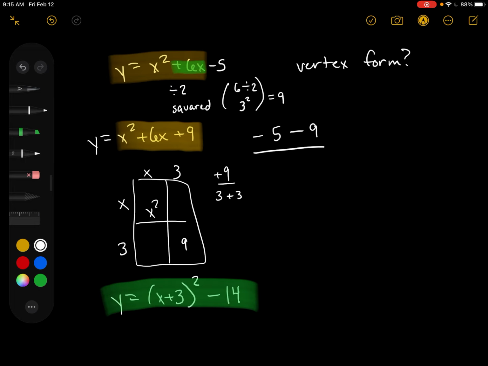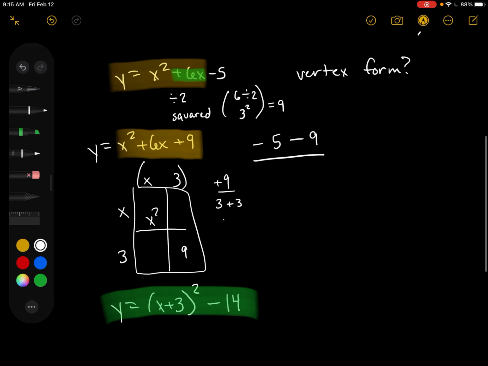And again, if you are like, Mr. R, where'd you get x plus 3 squared? Well, here is x plus 3, and here is x plus 3. So if we can put those together in one line, it becomes x plus 3 squared. Again, we did not change this 5. This is still the same. And we had to subtract 9 for balance because we added 9 here. So again, have to keep the scales balanced. If we put 9 on one side, we have to also subtract it. Otherwise, our weight changes.